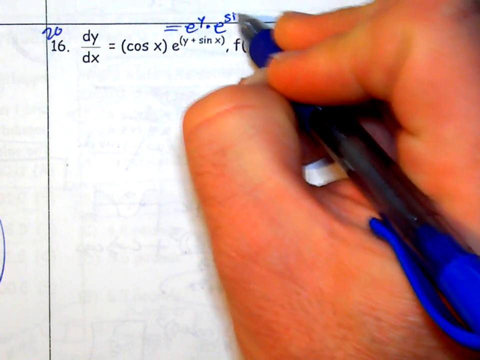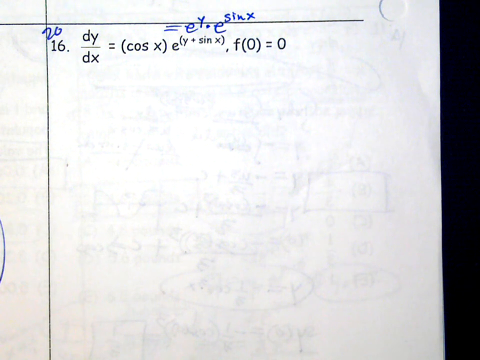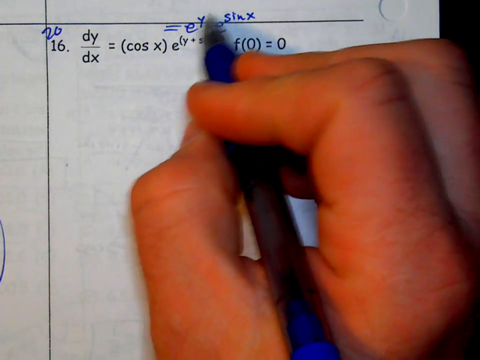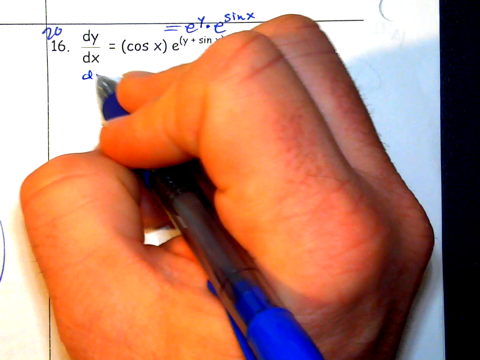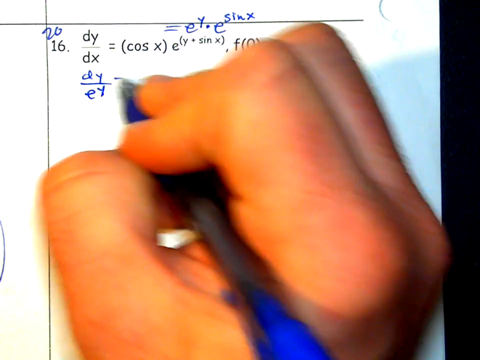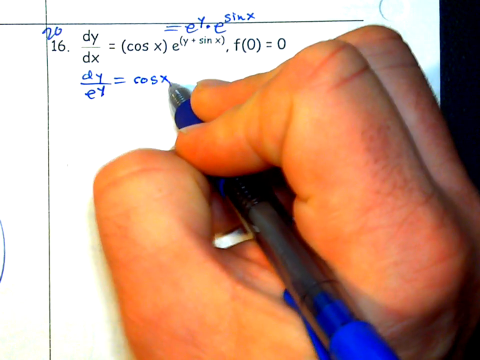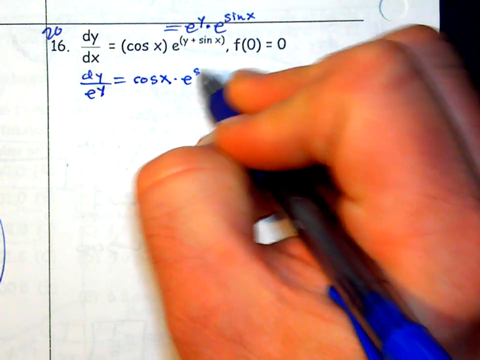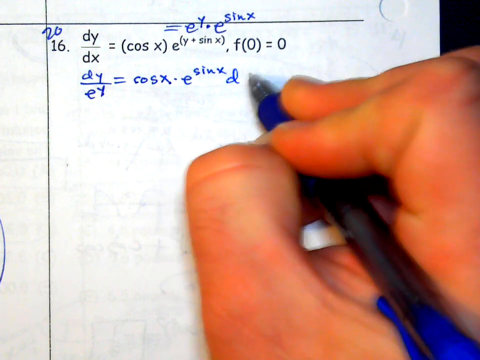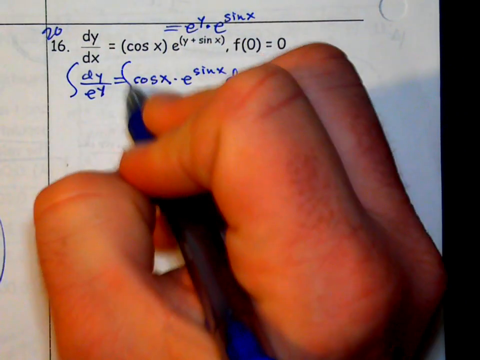So we want to use rules of exponents to break them up so that we can move the e to the y part to the left-hand side. So that's going to end up in the denominator. Everything else is going to stay over here with the dx, and then we're going to integrate both sides.